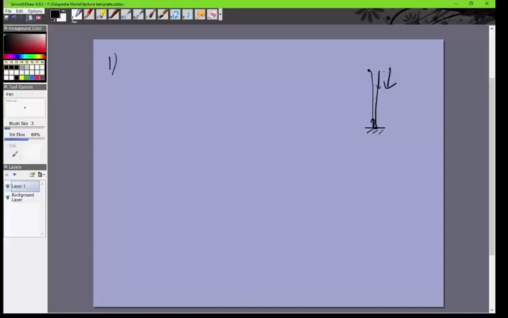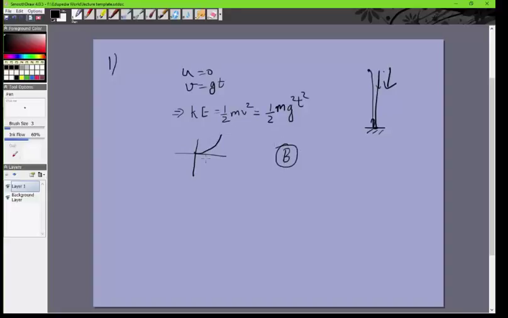In this part, we know that the initial velocity is 0, so v will be equal to at or gt, which means the kinetic energy, which is half mv squared, becomes half mg squared t squared, which is proportional to t squared. So it's a parabola, and we know a parabola goes like this. And the only option in which initially it starts out like this is option B. So that is the answer.